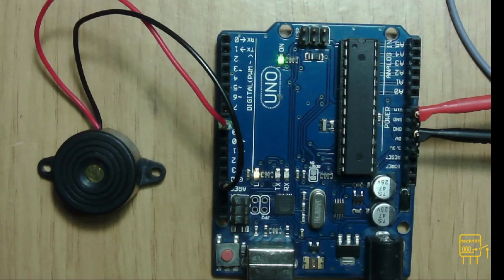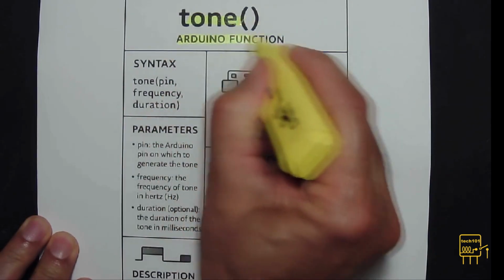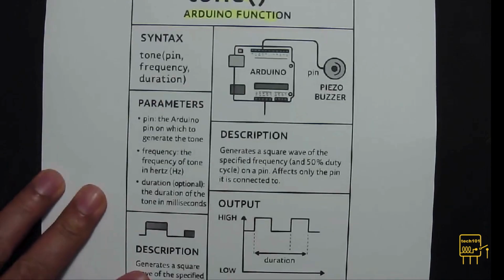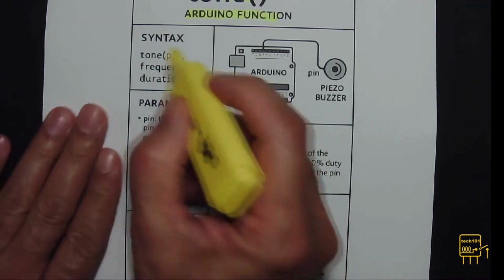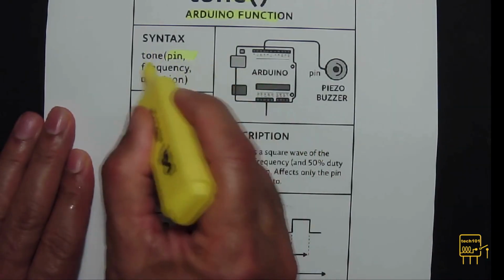Hello everyone, let's generate the Game of Thrones melody on Arduino Uno using a simple buzzer setup. We shall be using an Arduino tone library function, which is very simple to use. This function requires only pin number, frequency and duration inputs.